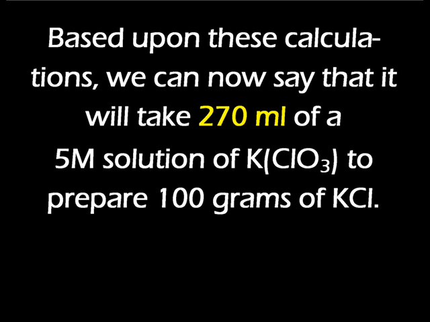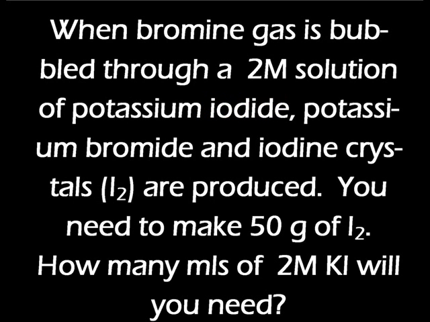Let's look at another example. If bromine gas, so bromine gas is Br2, is bubbled through a solution of potassium iodide, potassium bromide and iodine crystals are produced. Suppose that you've been asked to prepare 50 grams of iodine crystals, which would be I2, from this reaction. If the potassium iodide solution is 2 molar, how many milliliters of this solution would you need?